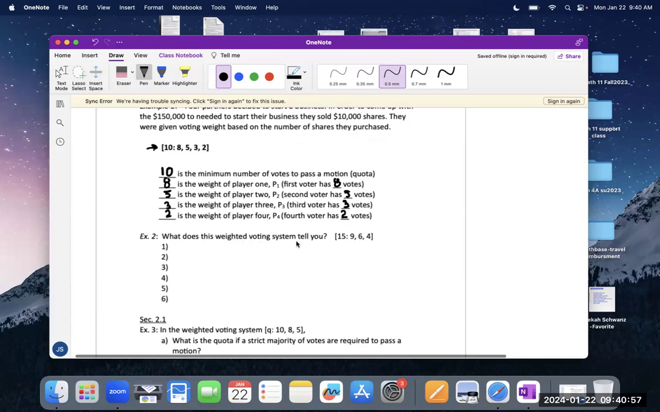Now let's look at the second example. What does this weighted voting system tell you? We look at this picture, and we see the square brackets, we see a number first, and then dots, and then followed by other numbers with commas. So it tells us that the quota is 15. So let's put that in there.